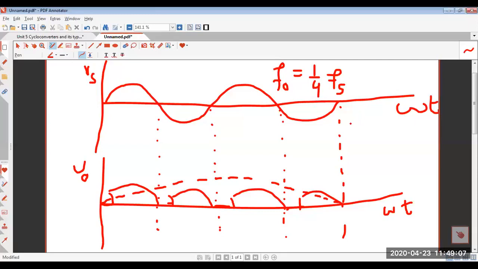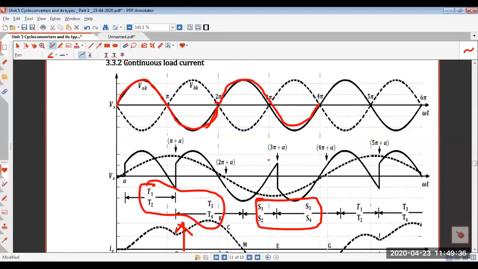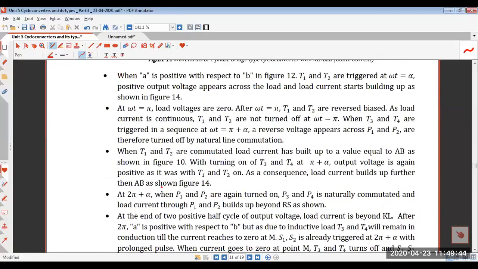If I have to get 1/6 Fs, in that case I will keep on triggering the positive group of SCRs continuously for the first 3 cycles of input, then for the next 3 cycles of input supply I will continuously conduct the negative SCRs. So from 6 cycles of input you will get 1 cycle of output. That means F0 will be 1/6 Fs. This is how you can vary the value of output frequency just by switching the SCRs in a proper sequence, right?